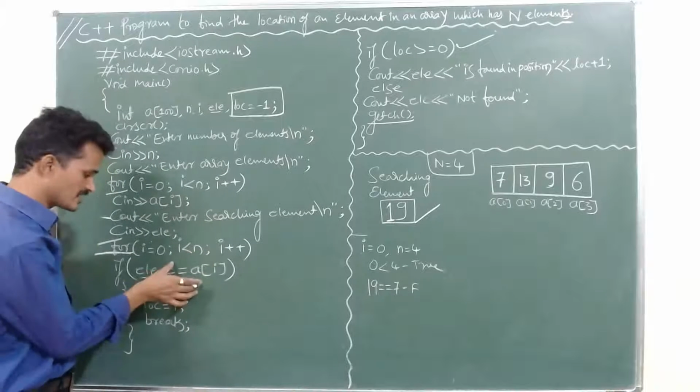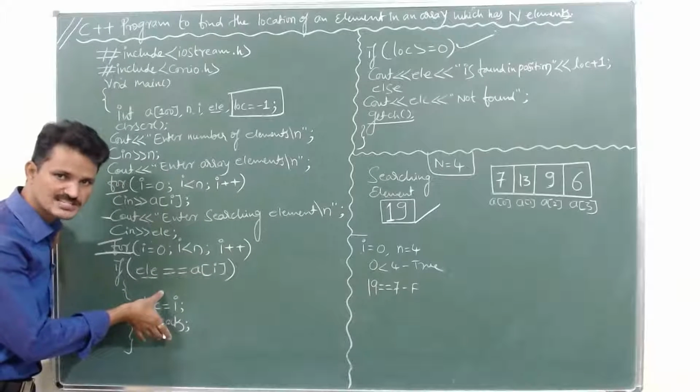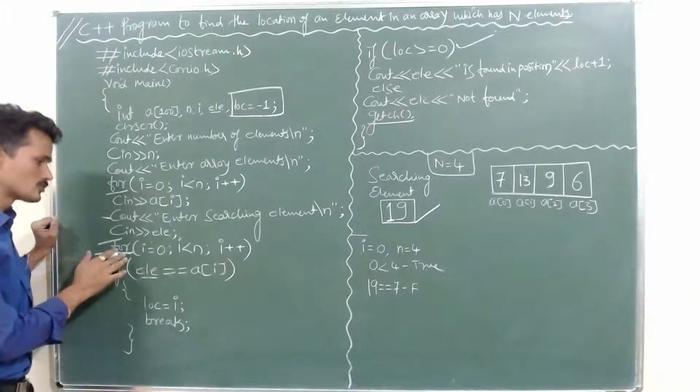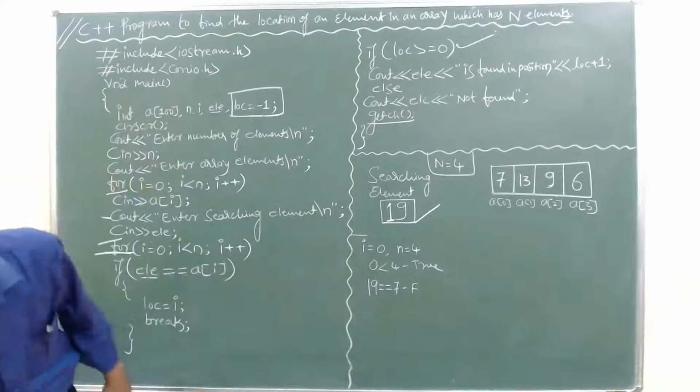When this condition is false, we won't execute these two statements which are written in a pair of flower brackets. Again, it goes to the for loop and i gets increased by 1.